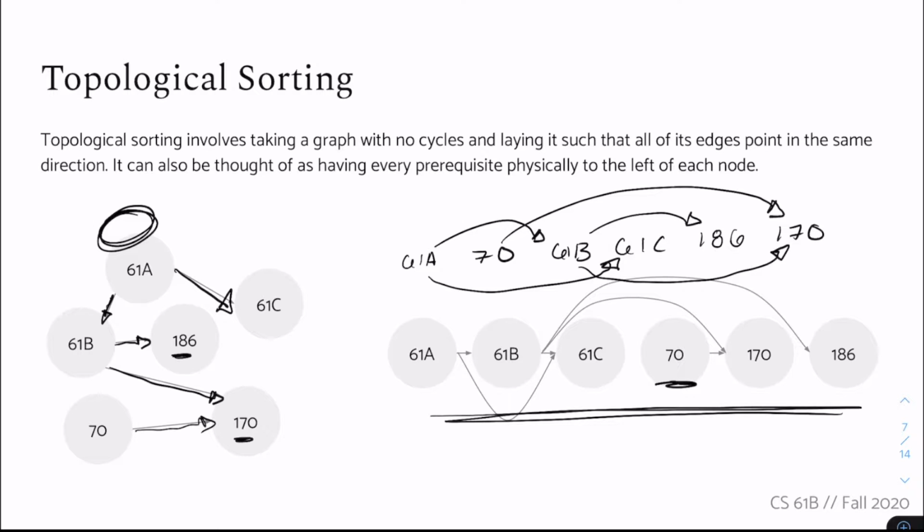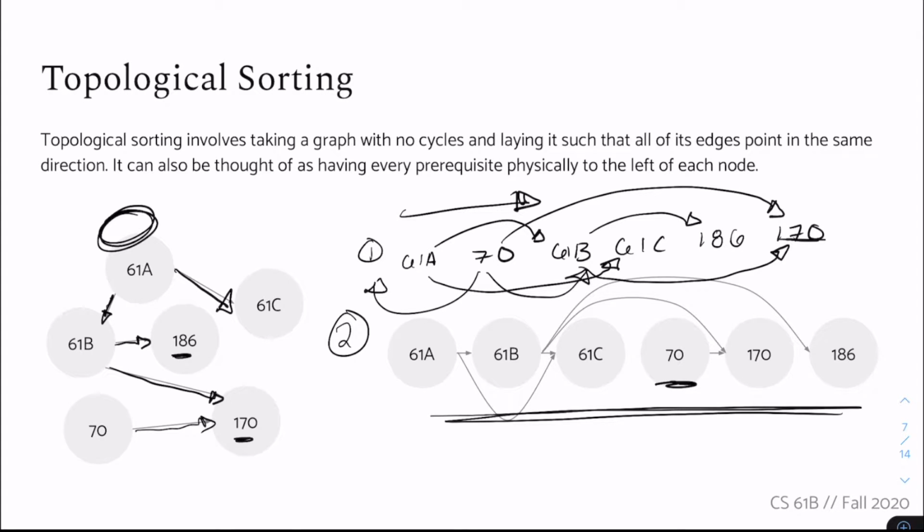All they require is that all lines point to the right. And so this is one possibility, this is another possibility. There's tons more with this specific graph. You can move 70 over here, you can move 70 over there. You can move 70 anywhere as long as it's before 170. You can move 186 anywhere as long as it's after 61B.